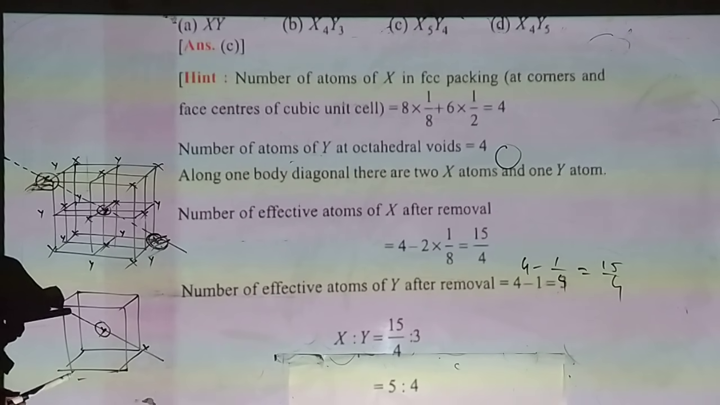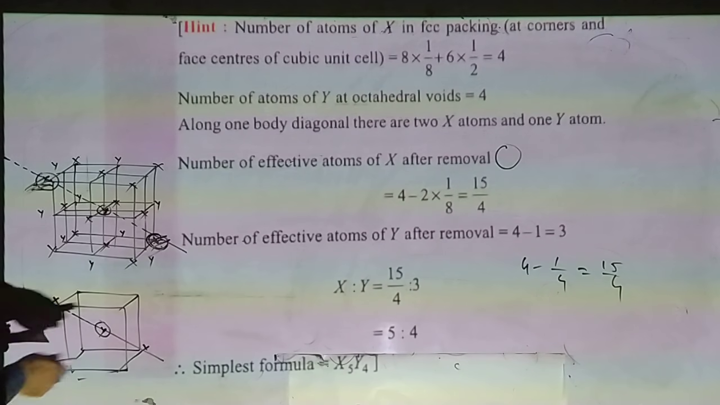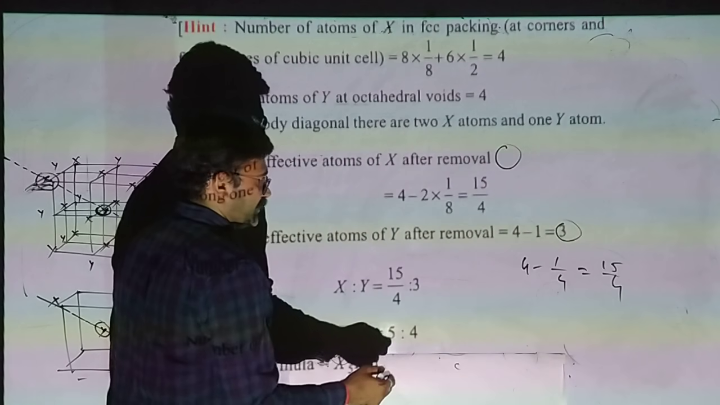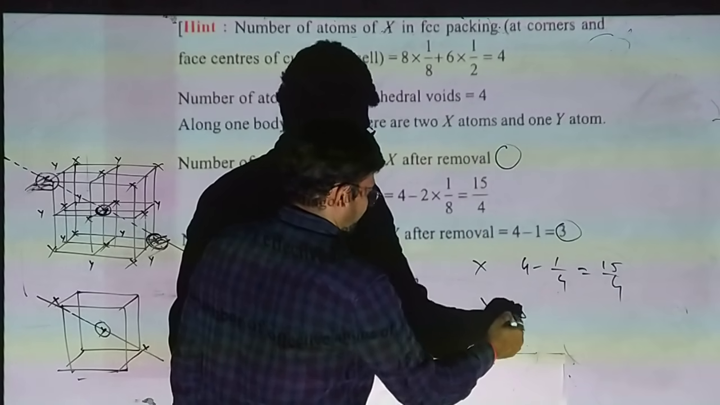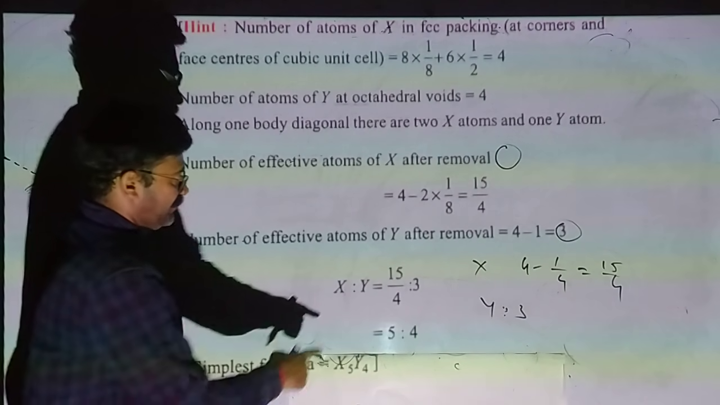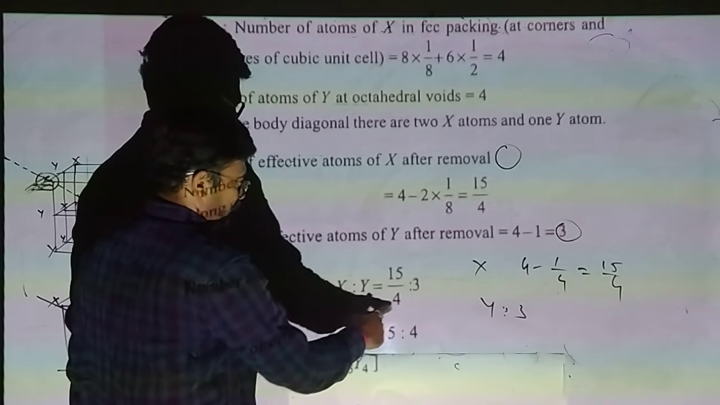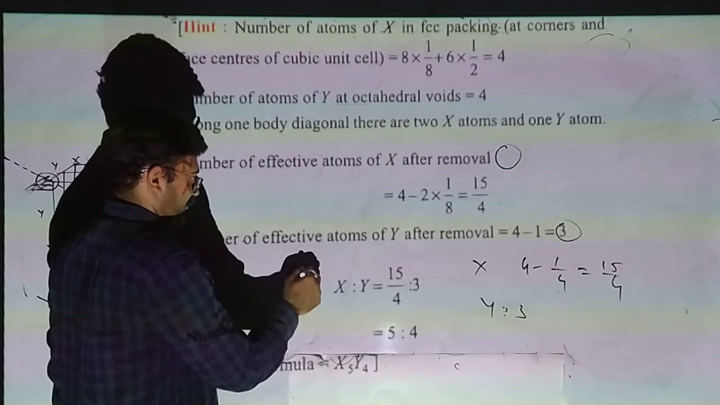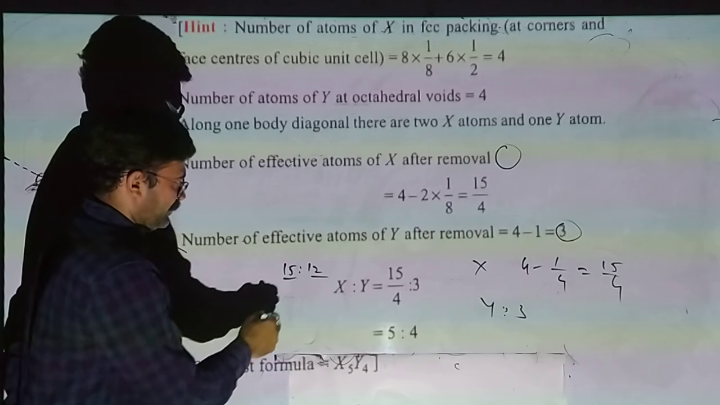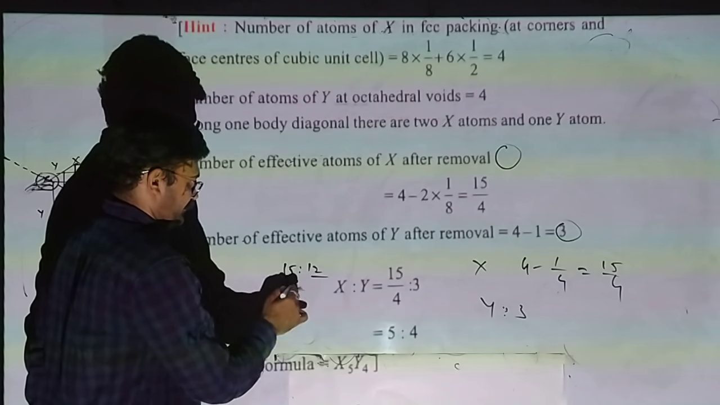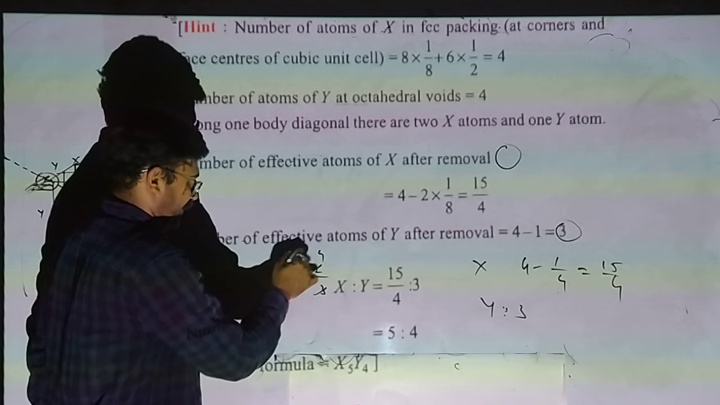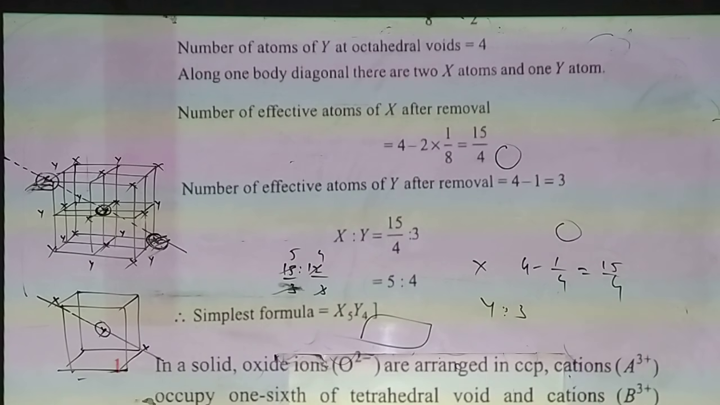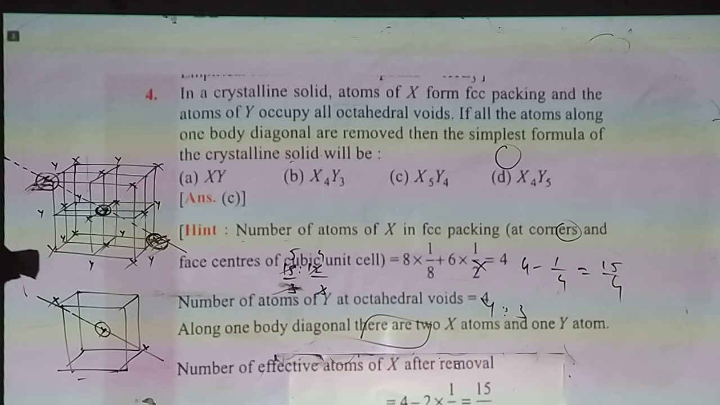The number of effective atoms of Y after removal. Y was one individual whole, so Y was 4, and one is gone, so it is 3. So X is 15 by 4 and Y is 3. So 15 by 4 is to 3. 4 3s are 12, so 15 is to 12. Both divide by 3. 3 4s are 12, 3 5s are 15. So 5 is to 4. So X5 Y4 is our formula. Understood?